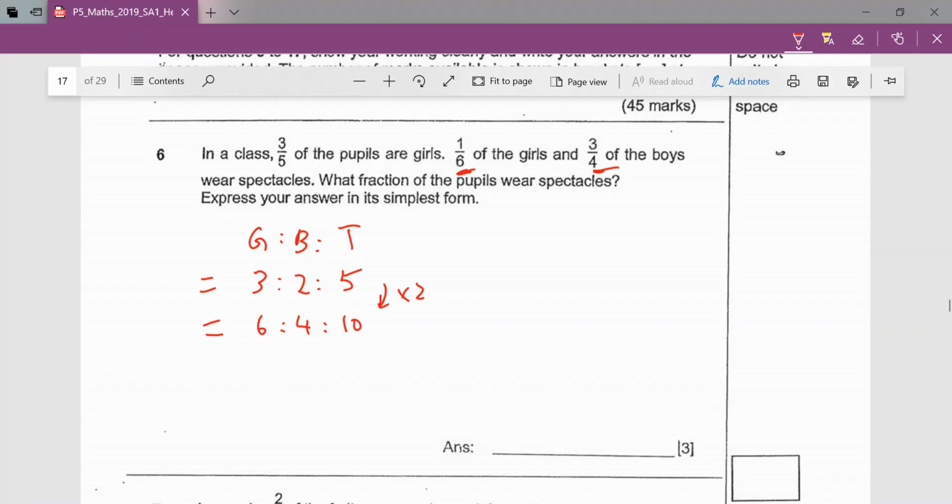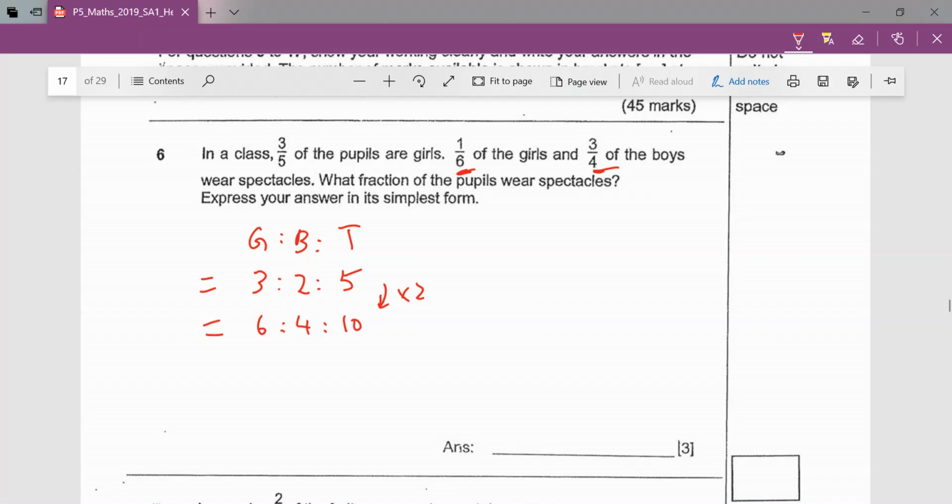Which means 1 out of 6 of the girls, which means 1 girl wears specs. 3 out of 4 of the boys, and there are 4 boys here, which means 3 boys wear specs. This is not necessarily true, I'm just saying it to make you understand the question a bit better. But you can always multiply this many times, and you have a bigger class, and therefore more girls and more boys.